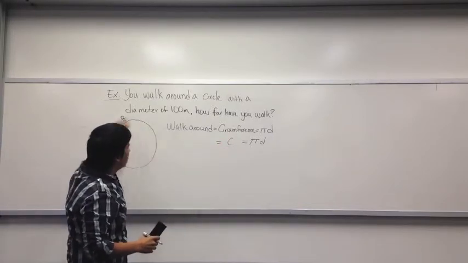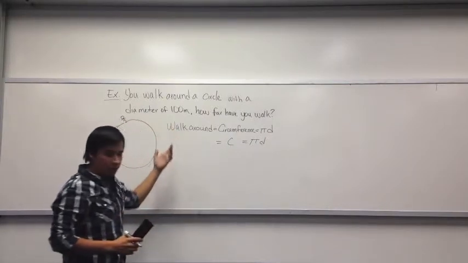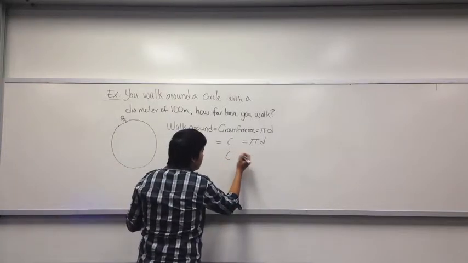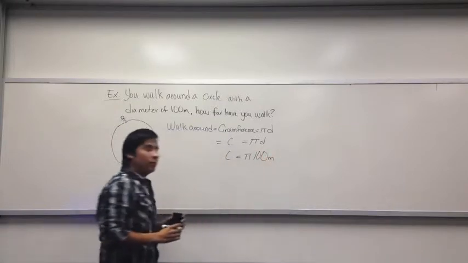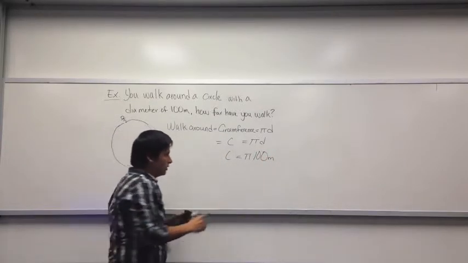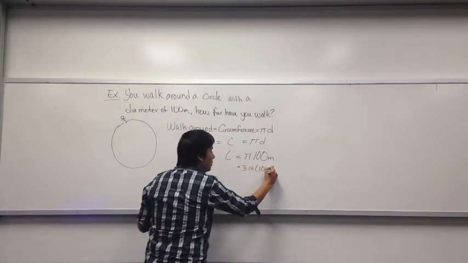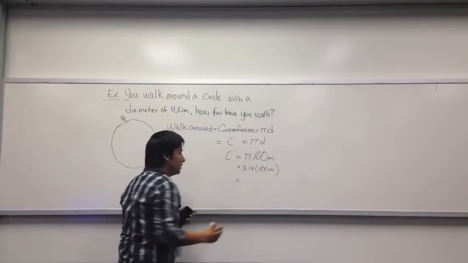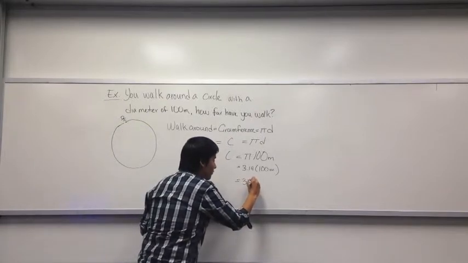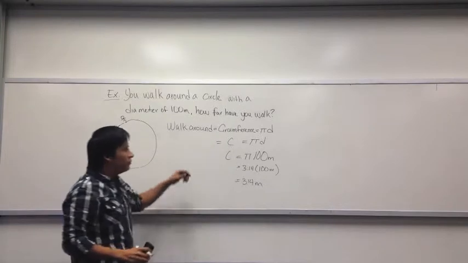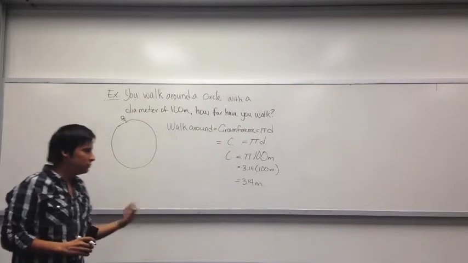So now we're going to find the circumference. They gave us the diameter of 100 meters. So C is equal to pi times 100 meters. Remember that we're using pi as 3.14. So 3.14 times 100 meters. When we multiply using a calculator or by hand, we get 314 meters. So you have walked 314 meters around. Now let's look at two more examples.